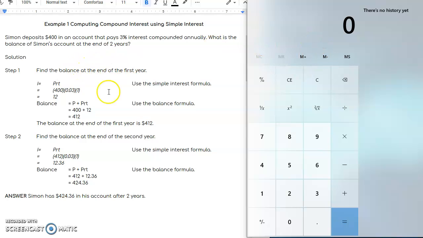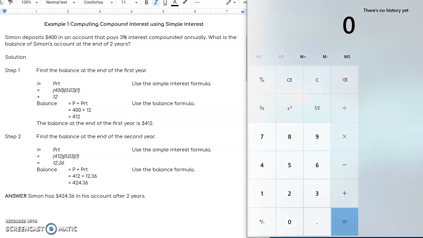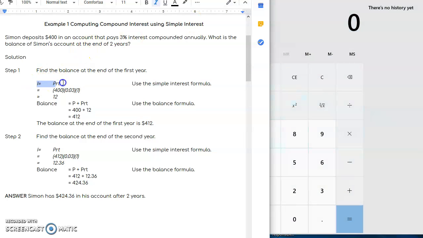It says Simon deposits $400 in an account that pays 3% interest compounded annually. What is the balance of Simon's account at the end of 2 years? We remember I equals PRT to find our interest, and then we simply add back in the P, or principal, to find the balance. So we are going to use this example to find the compound interest of Simon's account, but we have to break it down year by year because every year we have to account for any interest that he accrues along the way. So let's start with I equals PRT.